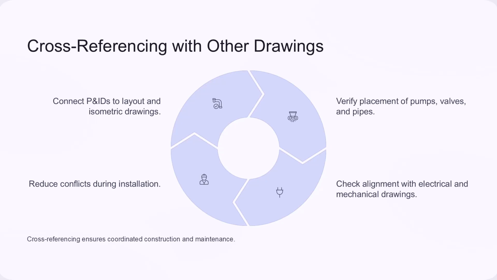It ensures that systems are coordinated across disciplines. Cross-referencing supports accurate construction and long-term maintenance. It also prevents costly mistakes that come from isolated planning. This practice is essential for large hotel projects where multiple systems interact.